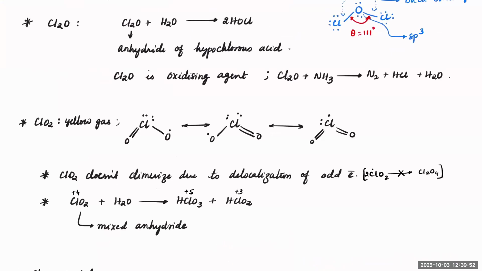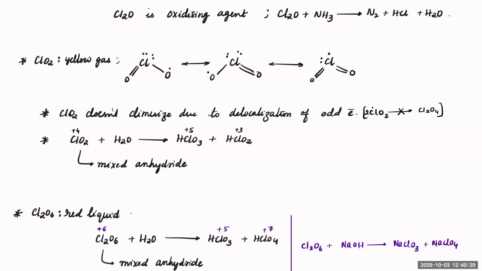Second one, ClO2. ClO2 is a yellow colored gas, and it has a single electron moving around chlorine here. That means this electron on oxygen will start moving towards this side of the oxygen, like a resonating form, and sometimes it appears on the chlorine part. Because this electron keeps moving across all three positions here, it becomes difficult for it to convert into a dimer form. So even though it has an odd electron, dimerizing is not easy.